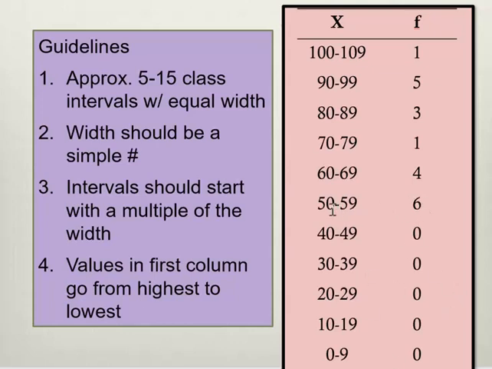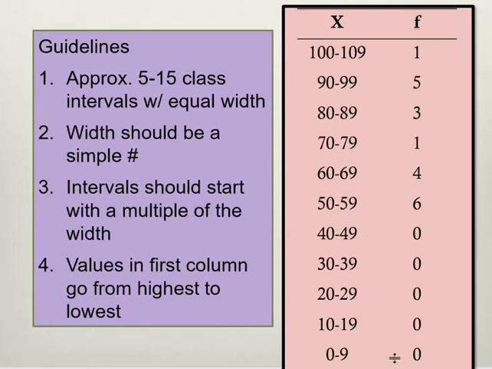So note here, first let me talk about the X values as they relate to these guidelines. Remember, I say 5 to 15 class intervals with equal width. Here I decided to do 11, and they all have a width of 10. So 10 values fall into each and every one of these ranges, and it's the same for everyone. I don't have a width of 9 here and 11 here and 10 here and then 10 again. They're all a width of 10 in every single one of these bins.